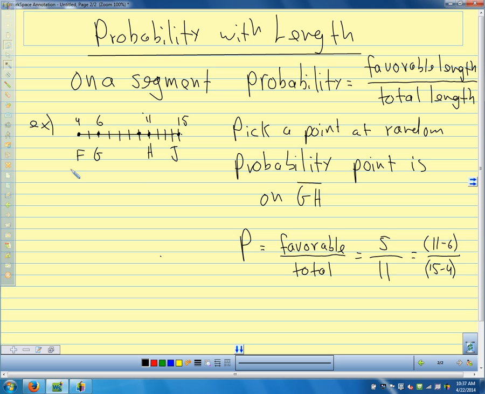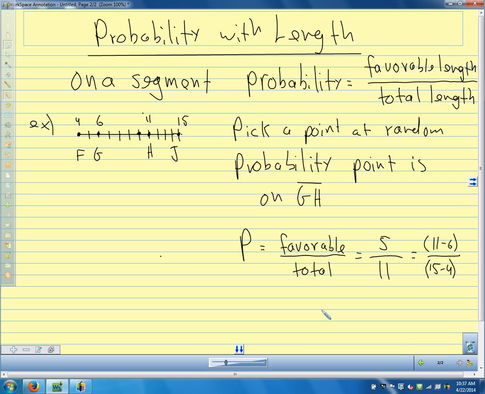And it could be any point. It doesn't have to be an integer. It doesn't have to be 1, 2, 3, 4, 5. It could be 7.77832. Any point. My probability that I get a point that's on segment GH is 5 out of 11. Favorable length over the total. All right, are we good on that example?